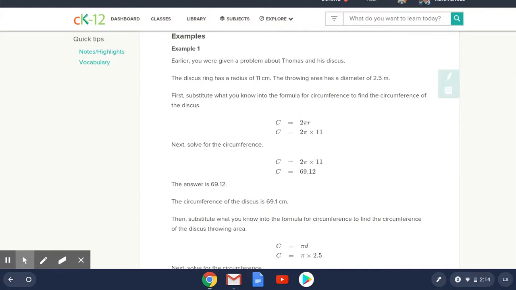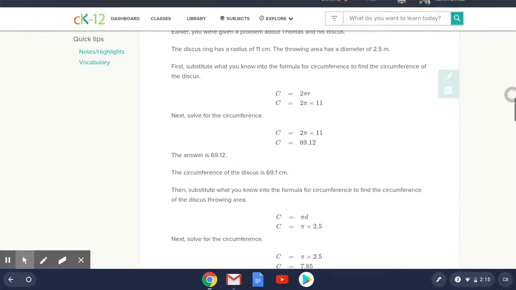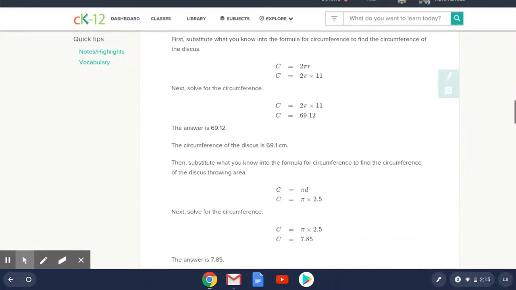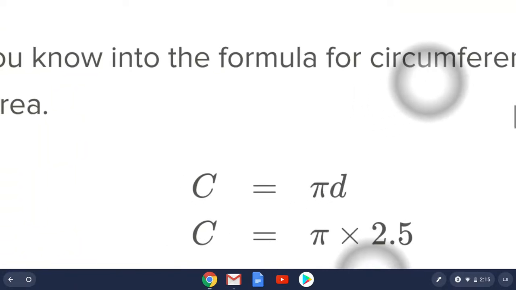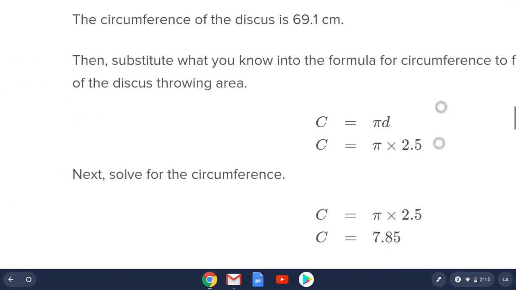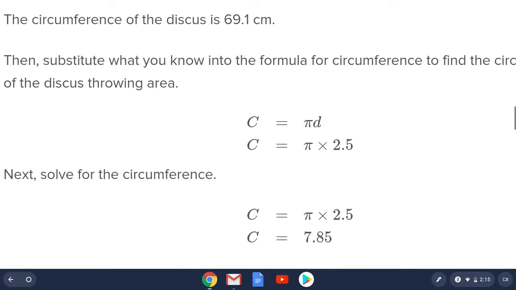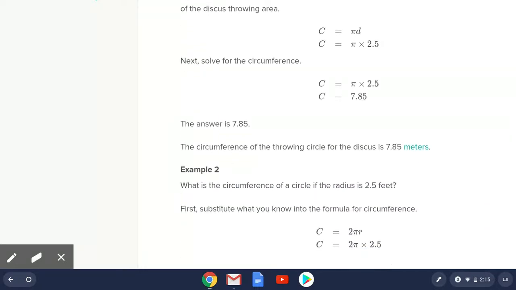Then we also need to figure out the circumference of the circle that he's throwing the discus into. Now we know the diameter, and the diameter formula is right here, right? Circumference equals pi times diameter. So what is 3.14 times 2.5? We would get 7.85. The answer is 7.85.